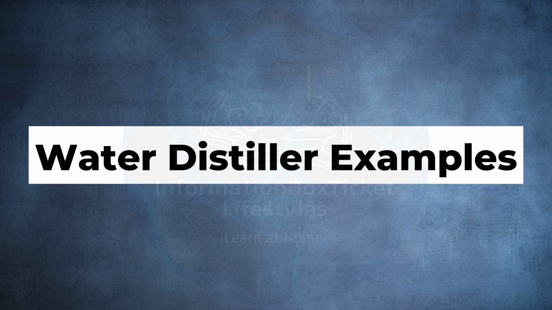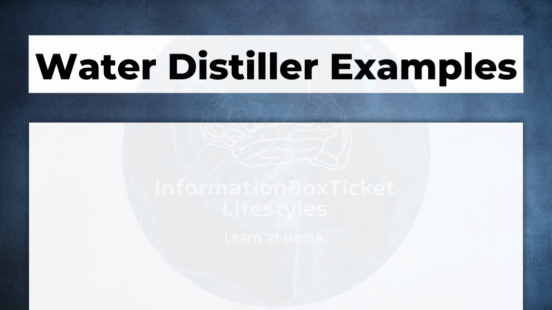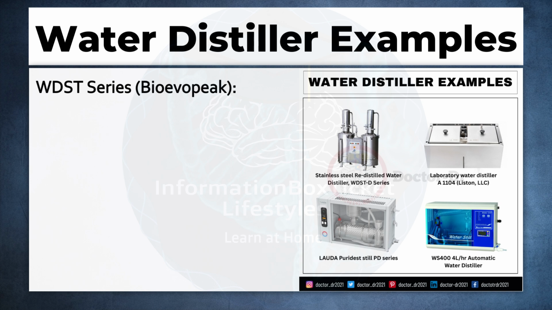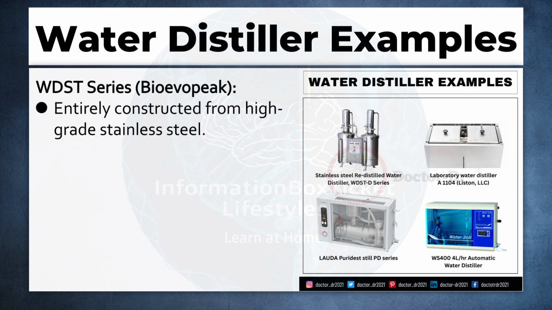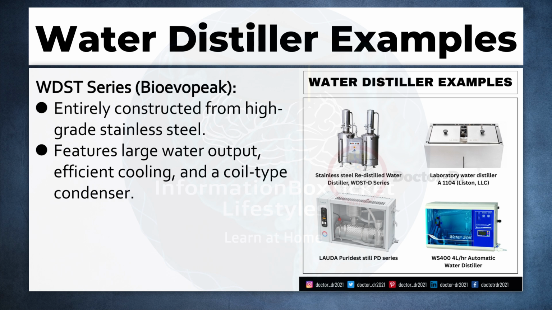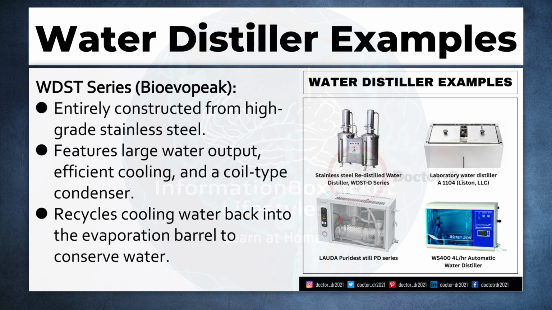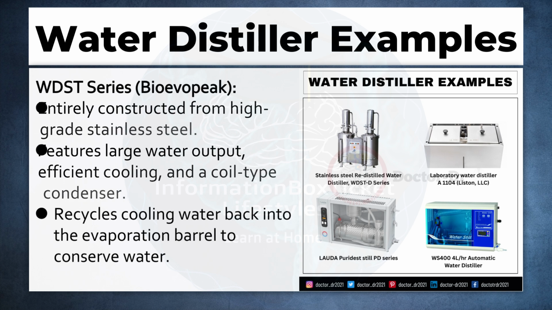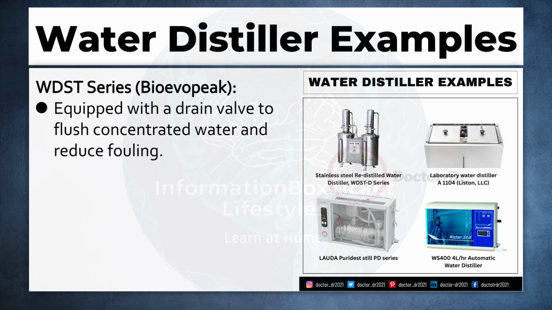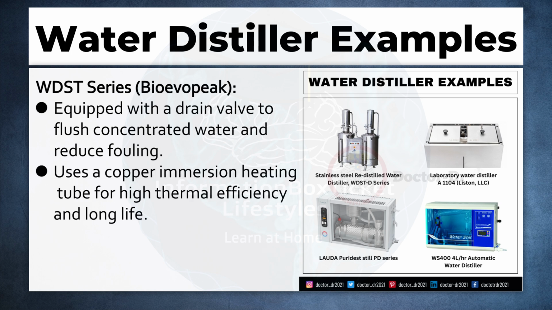Water distiller examples. WDST series, entirely constructed from high-grade stainless steel, features large water output, efficient cooling, and a coil-type condenser. Recycles cooling water back into the evaporation barrel to conserve water. Equipped with a drain valve to flush concentrated water and reduce fouling. Uses a copper immersion heating tube for high thermal efficiency and long life.